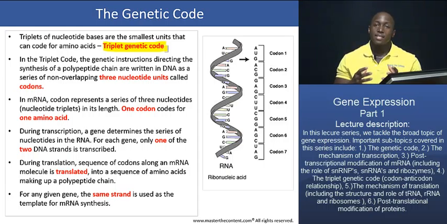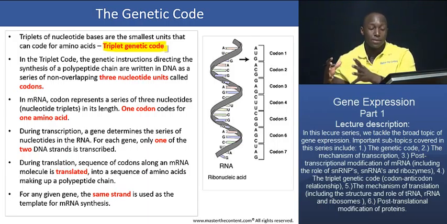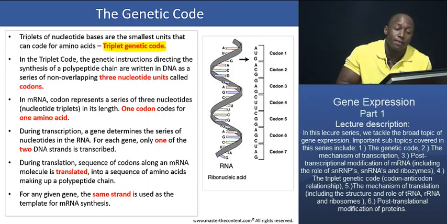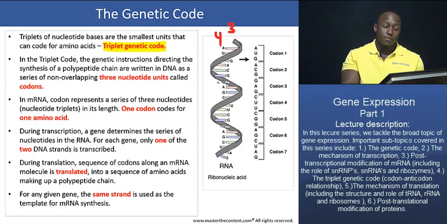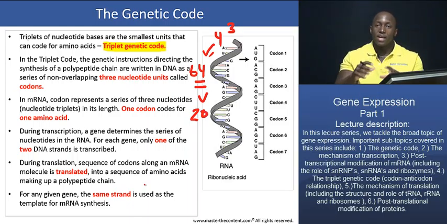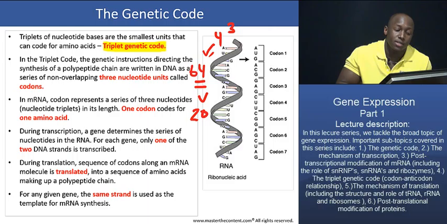So if 3 consecutive nucleotide bases code for one amino acid, that would mean we have 4 to the power 3 possible combinations of those nucleotide triplets, which is 64 possible combinations. That is way more than 20. So that should suffice as far as making sure that we can code for every single individual amino acid. And this is what we refer to as the triplet code of genetics, or the triplet genetic code.